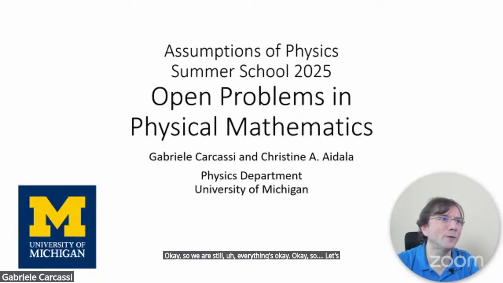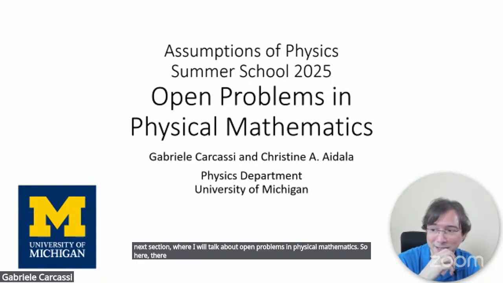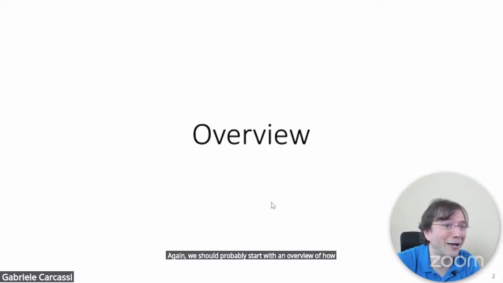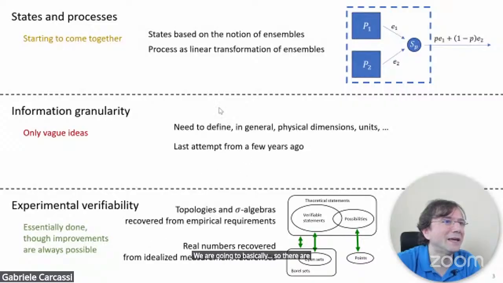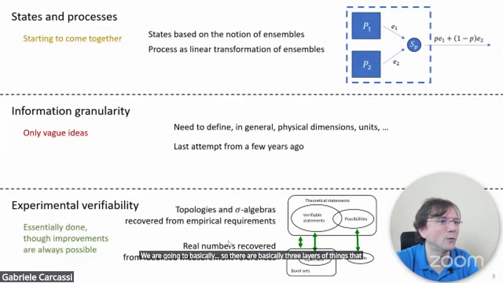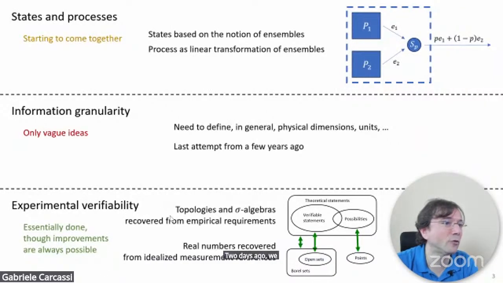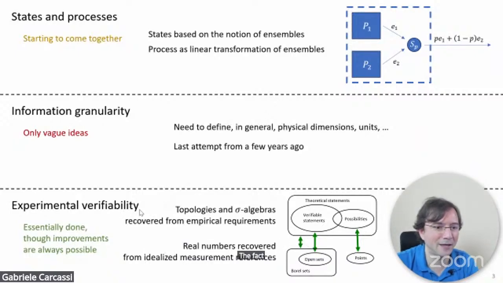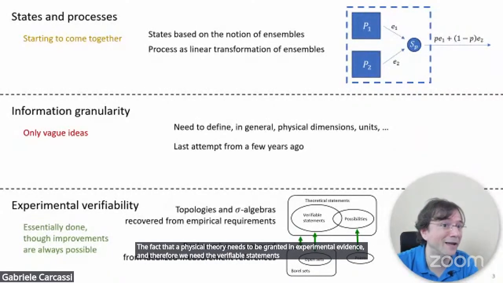Let's start the next section where I will talk about open problems in physical mathematics. So here there's going to be a lot more nitty-gritty details of mathematical stuff. Again, we should probably start with an overview of how things are and where we would like them to be. There are basically three layers of things that we'd like to have, if you remember from the talk 2 days ago. The most fundamental layer deals with experimental verifiability, the fact that a physical theory needs to be grounded in experimental evidence, and therefore we need the verifiable statements to define our physical theory.